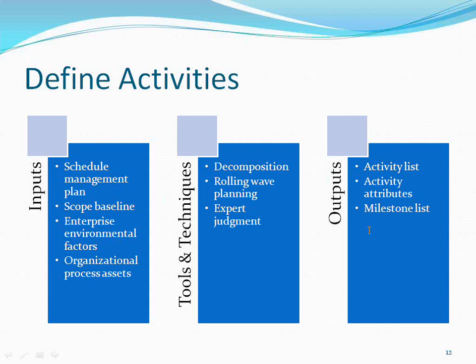And then expert judgment. In order to define the activities, obviously you need some expertise to do that. One should know how to break down a particular work package into smaller entities. That is called expert judgment. What output do you get? A list of all your activities. Activity 1, activity 2, activity 3, activity 4, activity 5. A list of all these activities, and activity attributes also it should have.